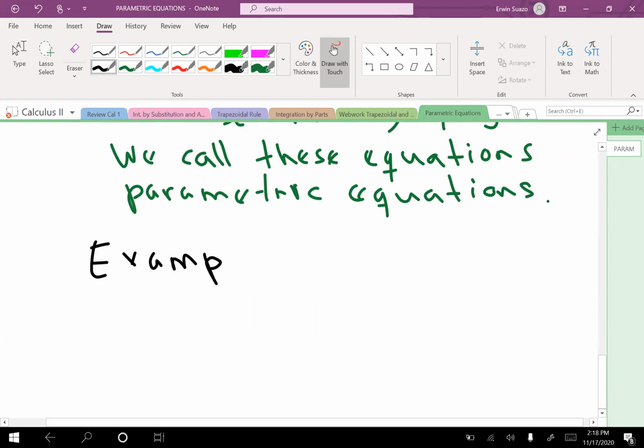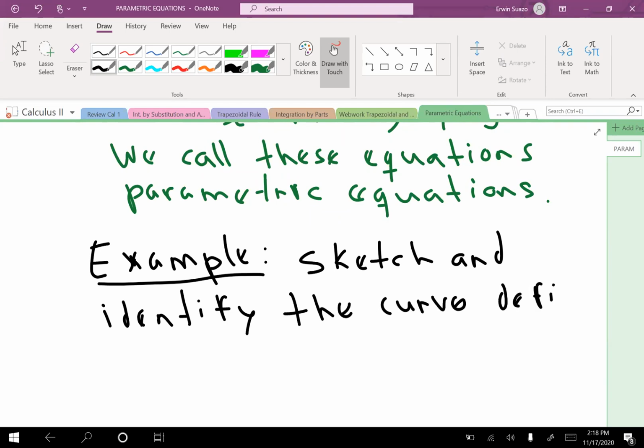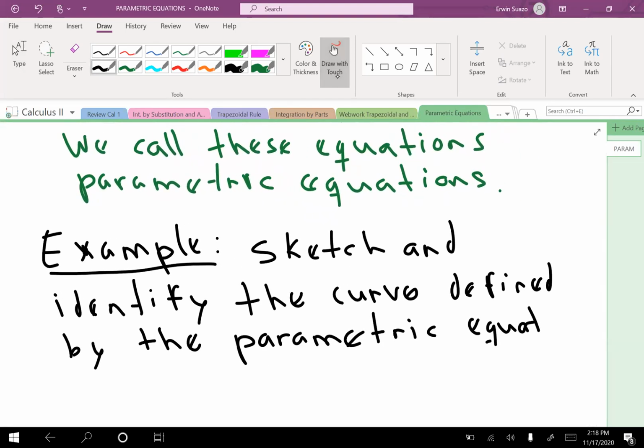So, example. Sketch and identify the curve defined by the parametric equations x equals t squared minus 2t and y equals t plus 1.